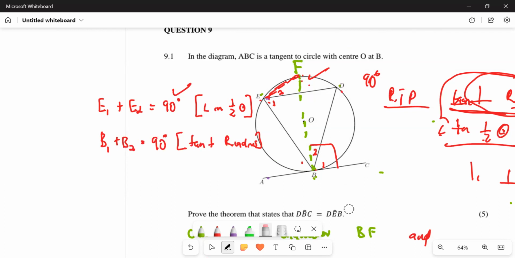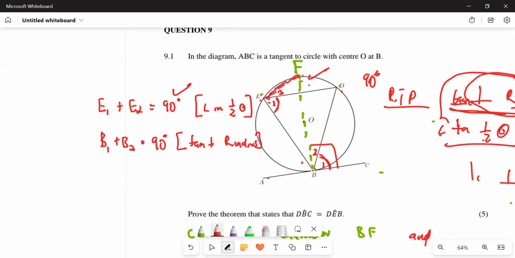Now, the next thing that follows is this. Remember, what are we trying to prove? Basically, based on what I just said here, we're trying to prove angle B1 is equal to angle E1, because that's what we had originally. We highlighted this one as red, and this one also as red. So we're trying to prove B1 is equal to E1. That's the goal.